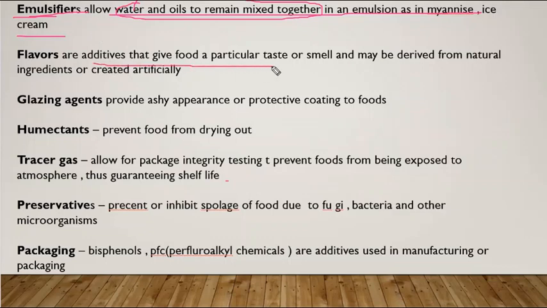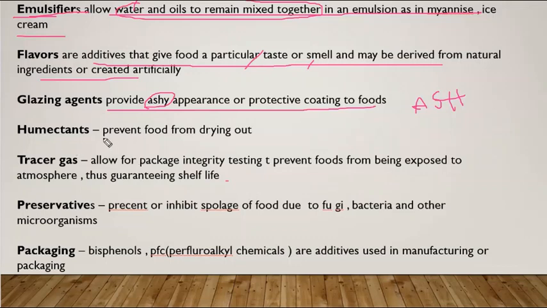Flavors are additives that give food a particular taste or smell and may be derived from natural ingredients or created artificially. So it is nothing but providing taste or smell. That is the major difference. Glazing agents provide an ashy appearance or protective coating to food. So ashy means, whenever you burn a wooden piece, you get ash, right? So likewise, it gives an ashy appearance, though not in the color of black, not in the color of coal, but still it will be ashy in appearance.